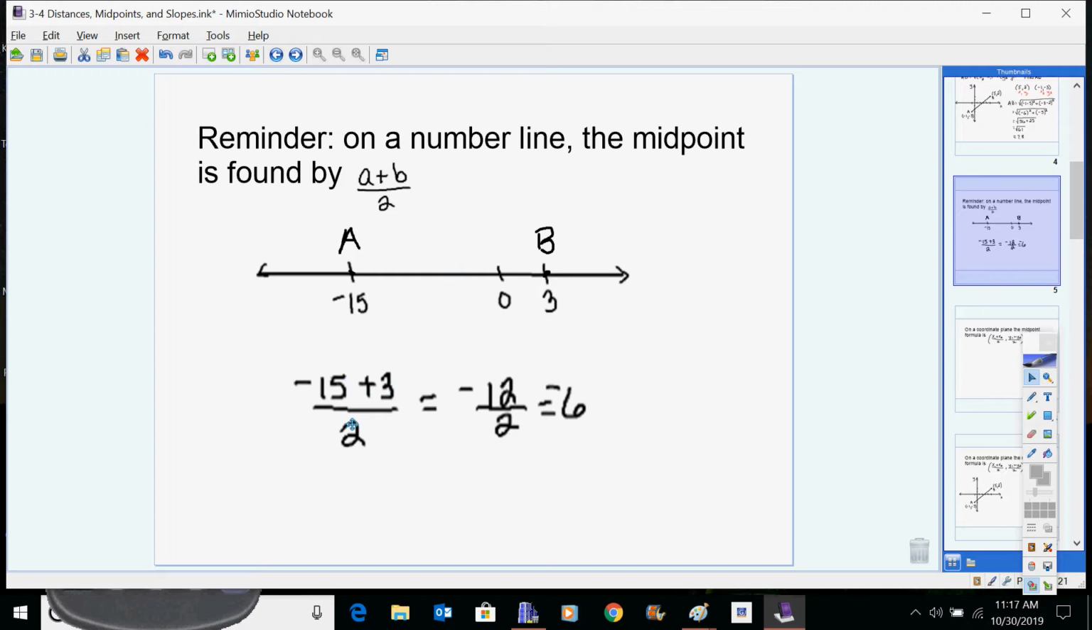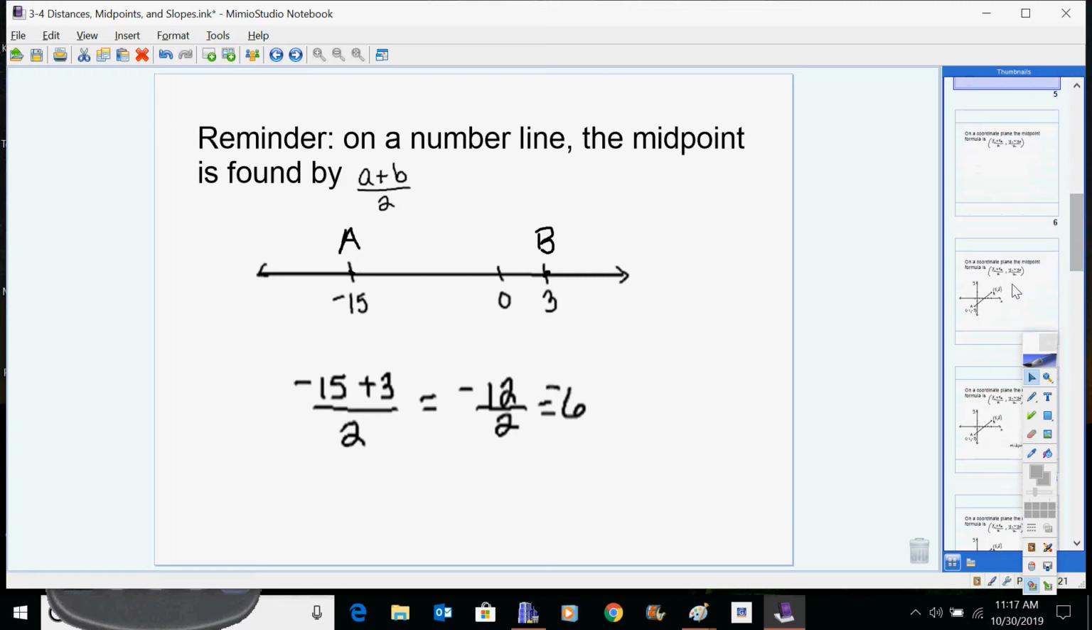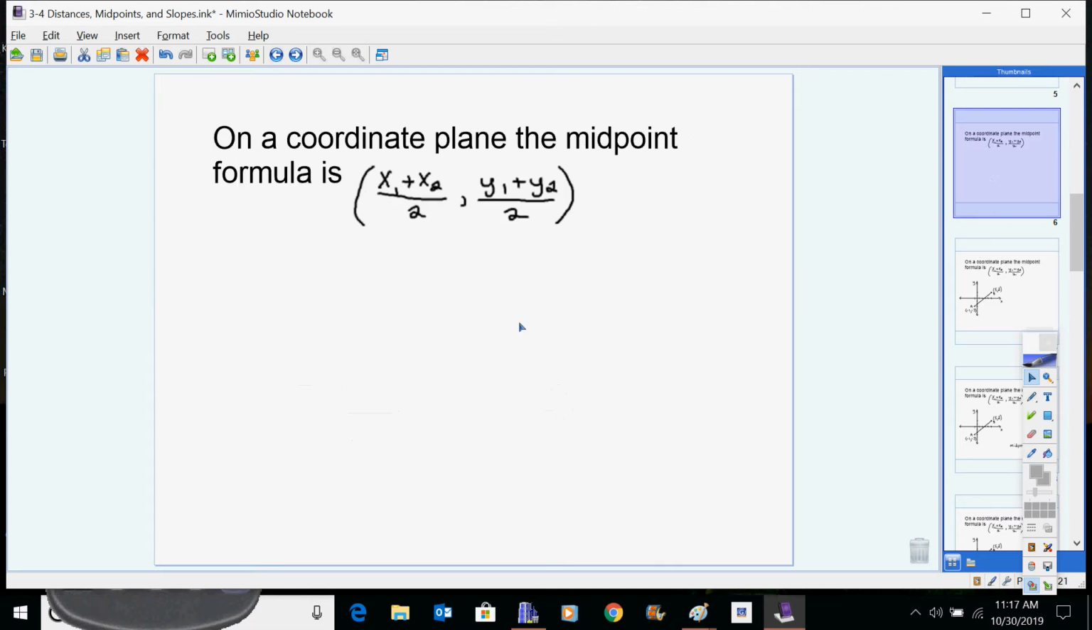So negative 15 plus 3 divided by 2 gave us negative 6. So right there, the midpoint is found by taking the beginning plus the end divided by 2. Nice and simple when you have just one number line in one dimension. What we need to do is extend that to what we do when we have ordered pairs. And we have another formula using the x1 and the y1 and the x2 and the y2. So let's take a look at that formula. It's the first formula you might have encountered where your answer is actually an ordered pair.